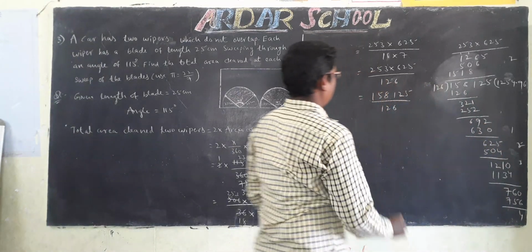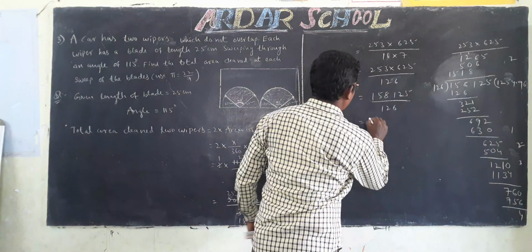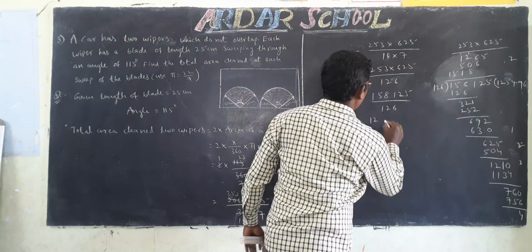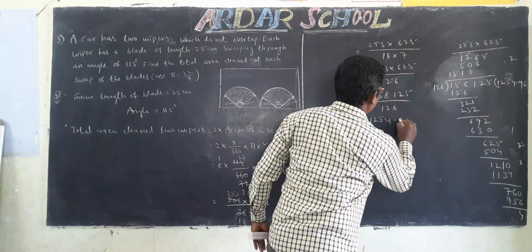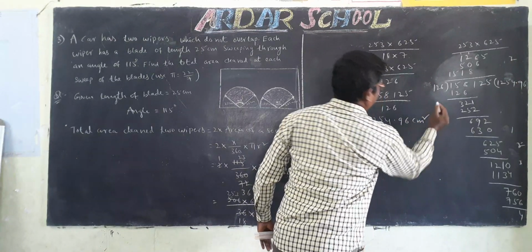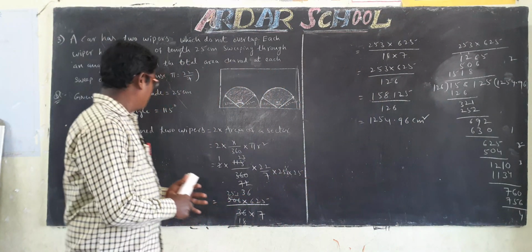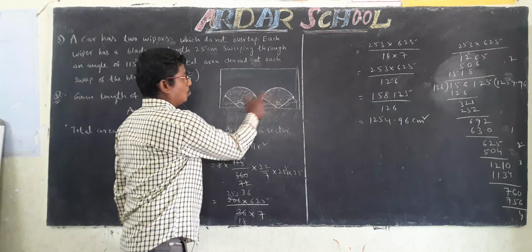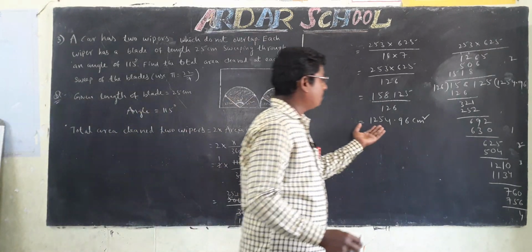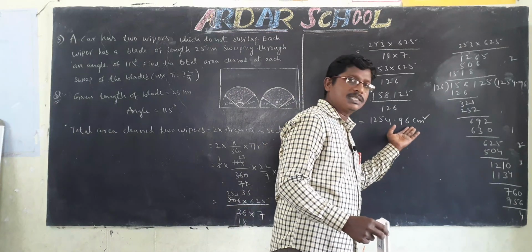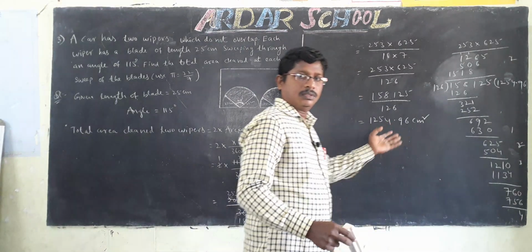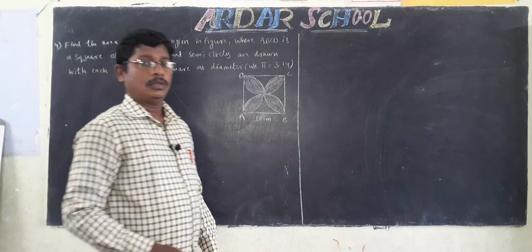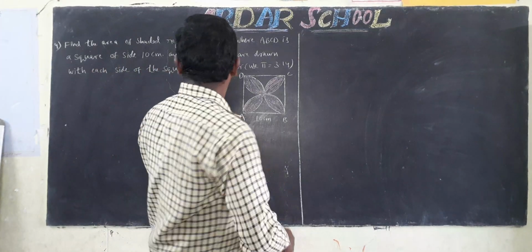Okay, enough of that one. So the answer is 154.96 centimeter square. Okay. This is the total area cleaned by 2 wipers. The third sum is completed.